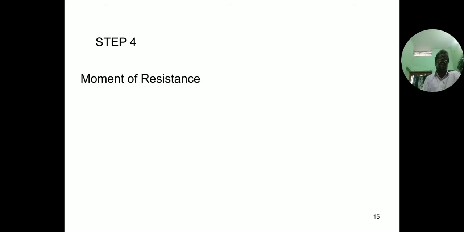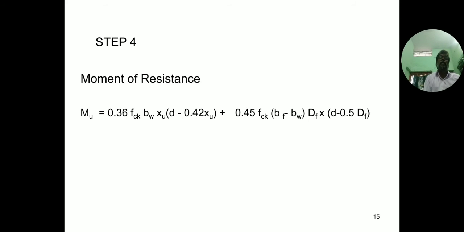Step 4: Moment of resistance. M is equal to 0.36 FCK BW XU into (d minus 0.42 XU) plus 0.45 FCK (BF minus BW) into DF into (d minus 0.5 times DF). This formula is available in the code also.